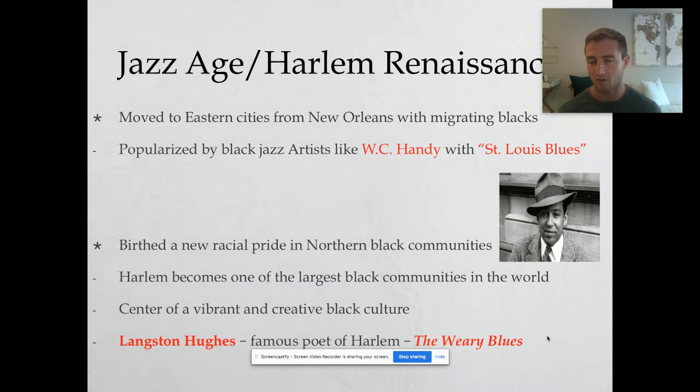And with this, they're going to bring their culture with them, especially their music. Coming in from New Orleans, this is where jazz comes in, settling in some of the sections of the northern cities.